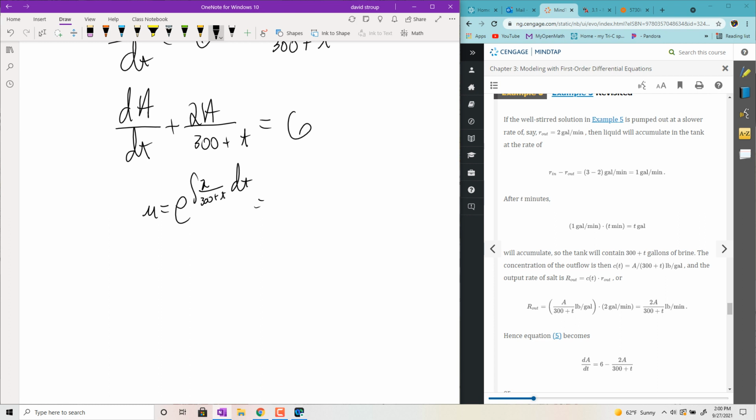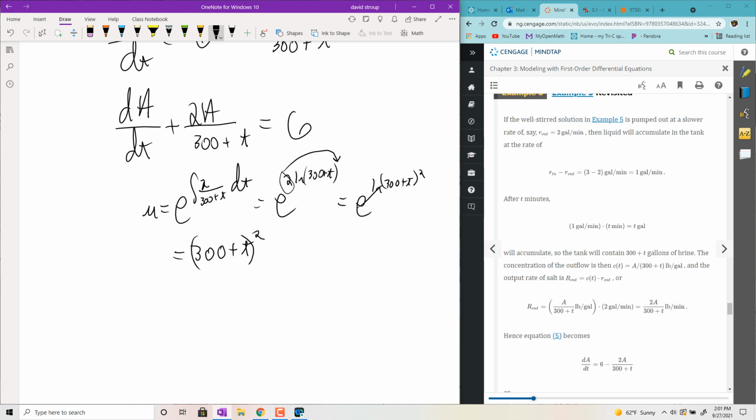And then this will be e to the 2 ln of 300 plus t. And then I could pull the exponent into the natural log, and you end up with e to the ln of 300 plus t squared. And then you could simplify this into just 300 plus t squared.